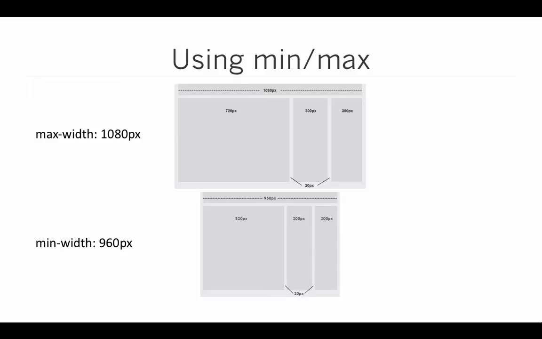Now, if we start opening up the browser wider and wider, the wider our browser becomes, at the point of 1080 pixels, which is the max width, it will actually stop growing and we'll start to see white space appear. So in between the min and max, this element will behave as though it is a fluid element, but outside of those boundaries, at a maximum of 1080 and a minimum of 960, it will begin to act like an element that has a static or fixed pixel amount.